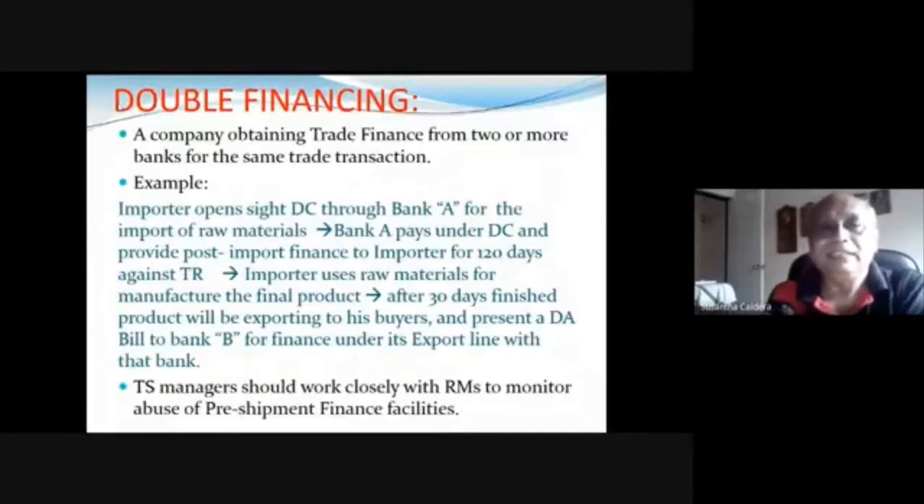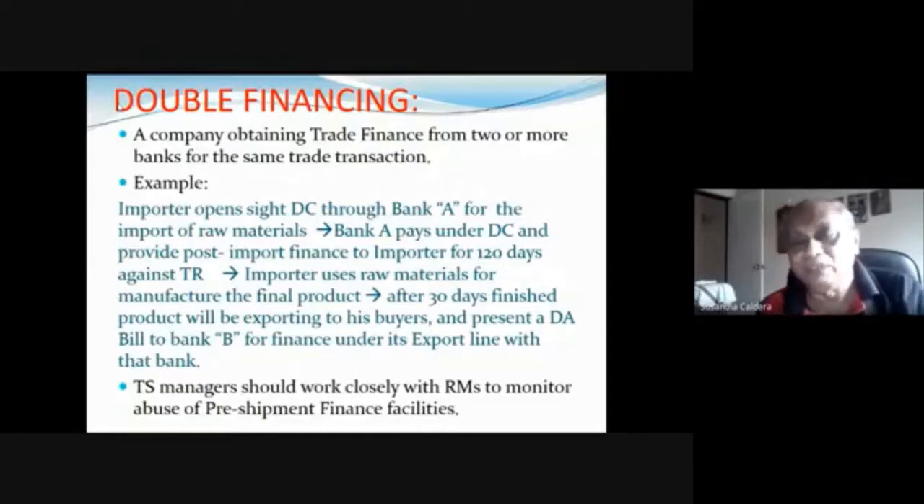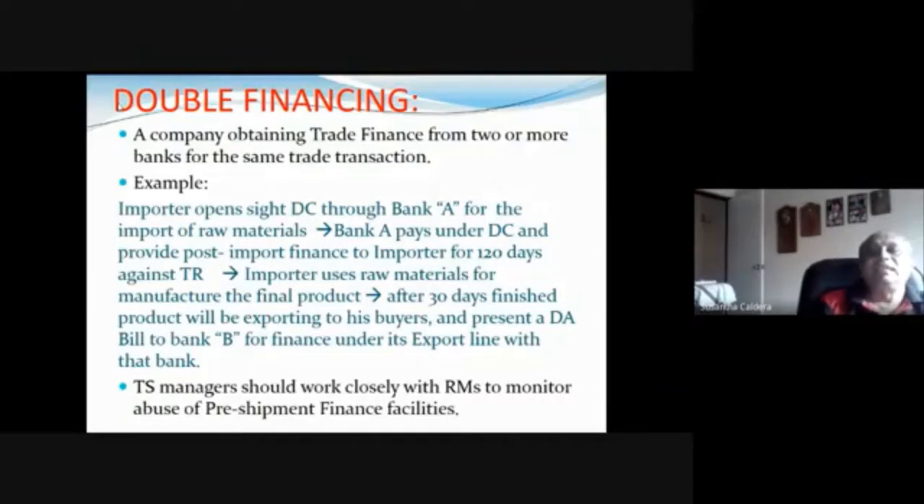Then another thing is double financing. Double financing: a company obtaining trade finance from 2 or more banks for the same trade transaction. For the same trade transaction, they take facilities from 2 or more banks. We'll try to learn this with an example. It's easy, right?